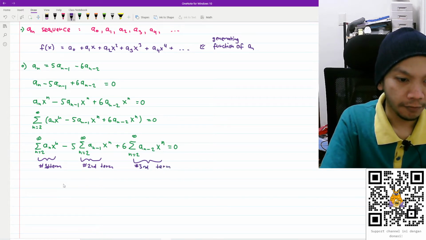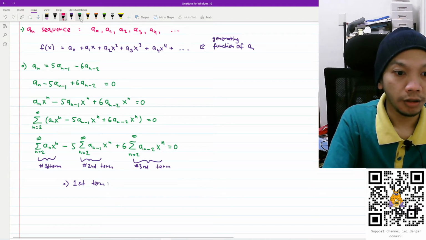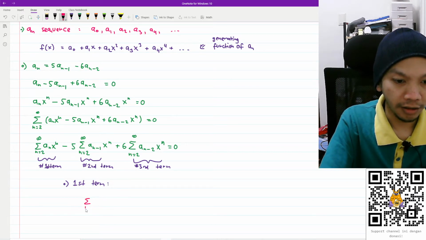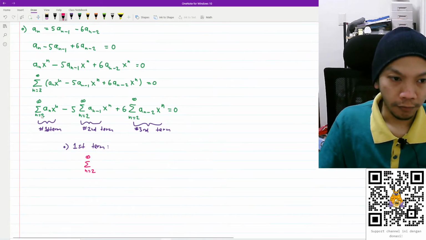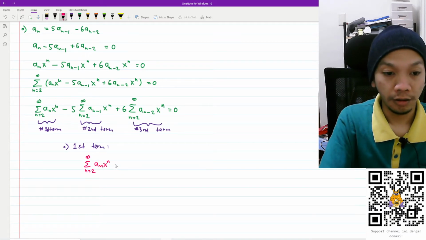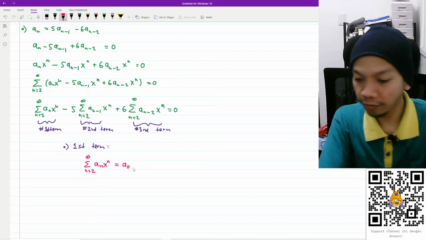Okay, let's see the first term here. Maybe I will use red. So the first term is the sum from n equal to 2 until infinity of a_n x^n, right? But this will be equal to a_0. Oh no, it's not a_0.